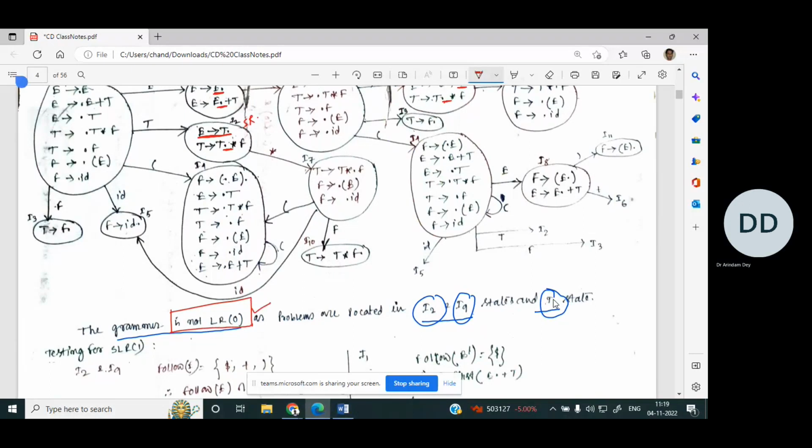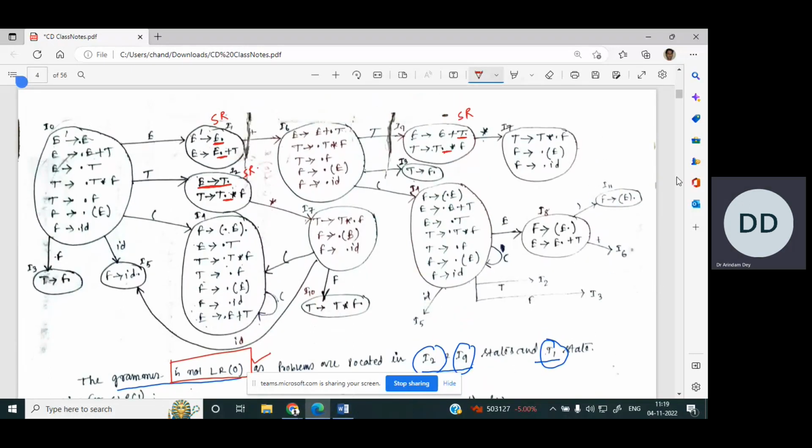Fine. Now, whether the grammar is SLR1 or not. So the first set was LR0. We checked it is not LR0. We need to check the upper set, SLR1 or not. Okay. So we'll be moving to that part.